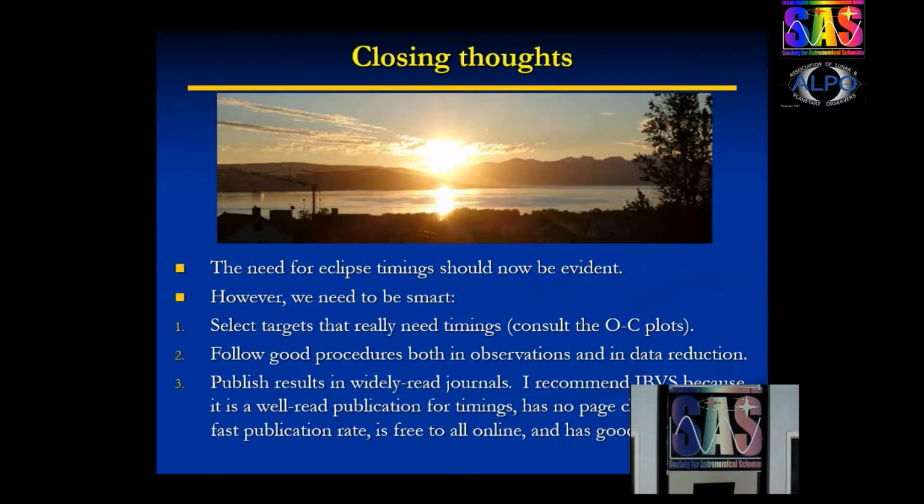All of the things we said about good procedures are important, and you need to publish where somebody's going to find it. You can publish in the Journal of the American Association of Variable Star Observers, which has referees, so that's good. My favorite is IBVS, the Information Bulletin on Variable Stars. It's sanctioned by the International Astronomical Union. It's published online. It's free. You can download the text of each. It's got very good referees. I know, I have the bruises to show for it.